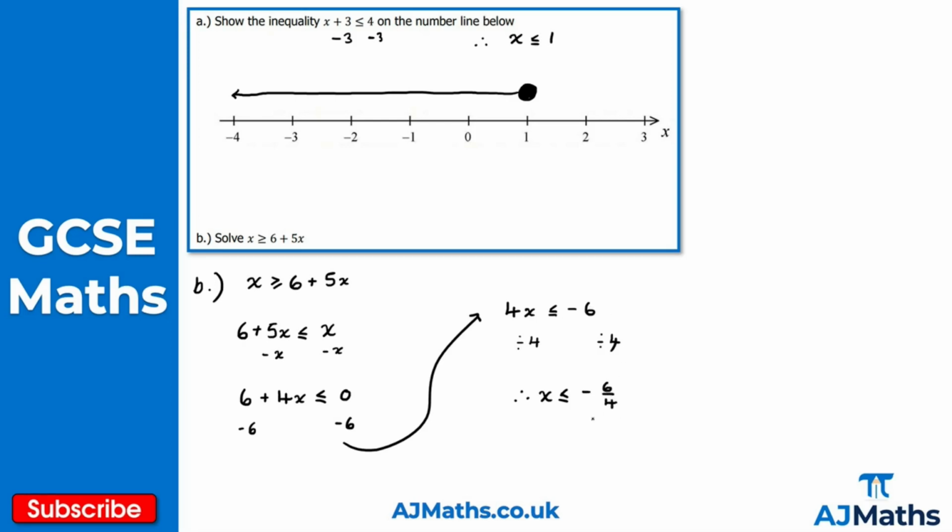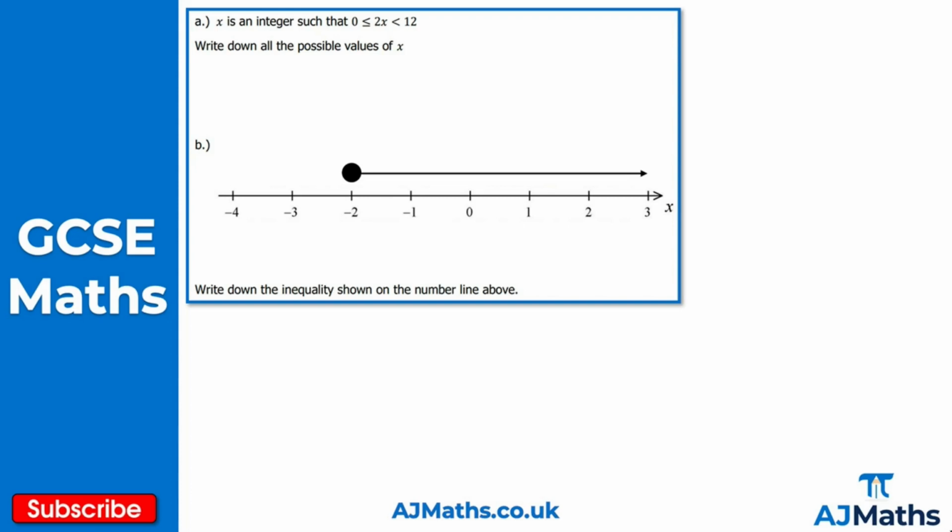Minus 6 over 4. But remember, we can simplify this here, so we can also give this as x is less than or equal to minus 3 over 2 there. Okay. And there we have it. So that's the solution to B. And that gives the solution to question 4.